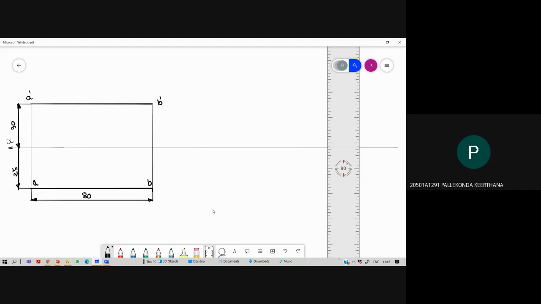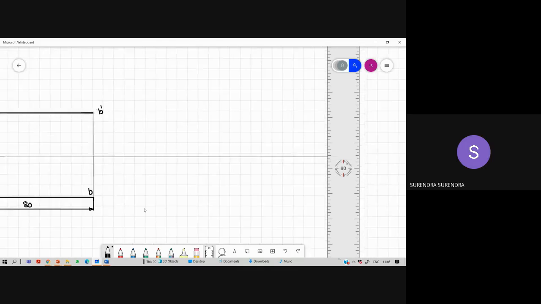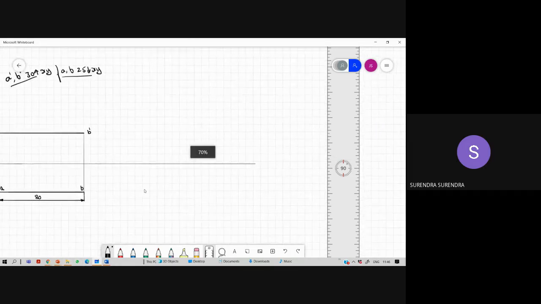Write this as problem number 1A on the sheet, in the right hand side top corner within the circle. And draw all the 1A problems on the same reference line. Look at the second problem.